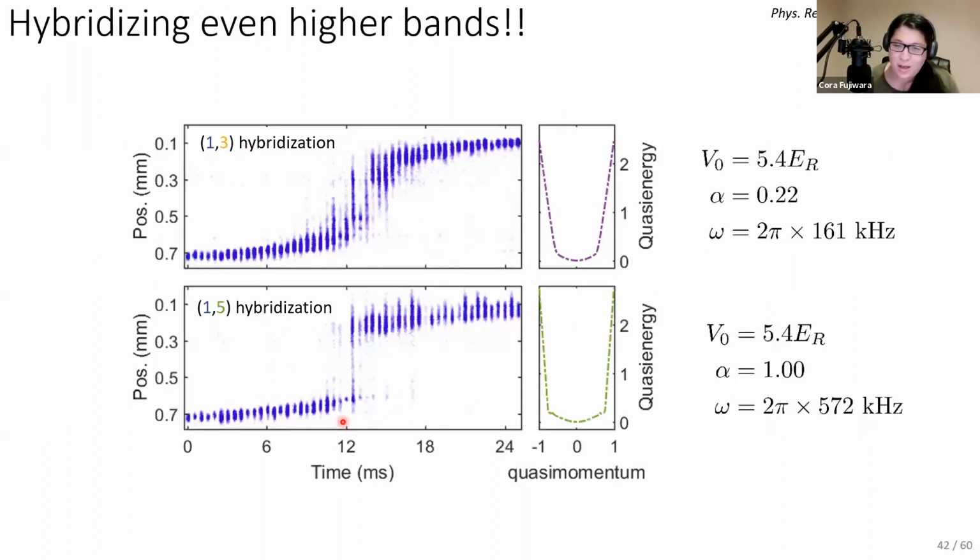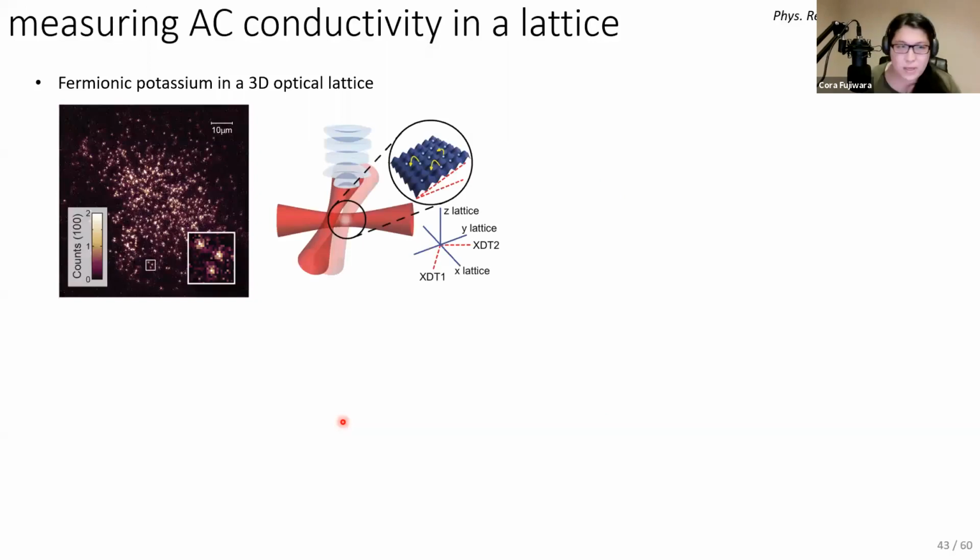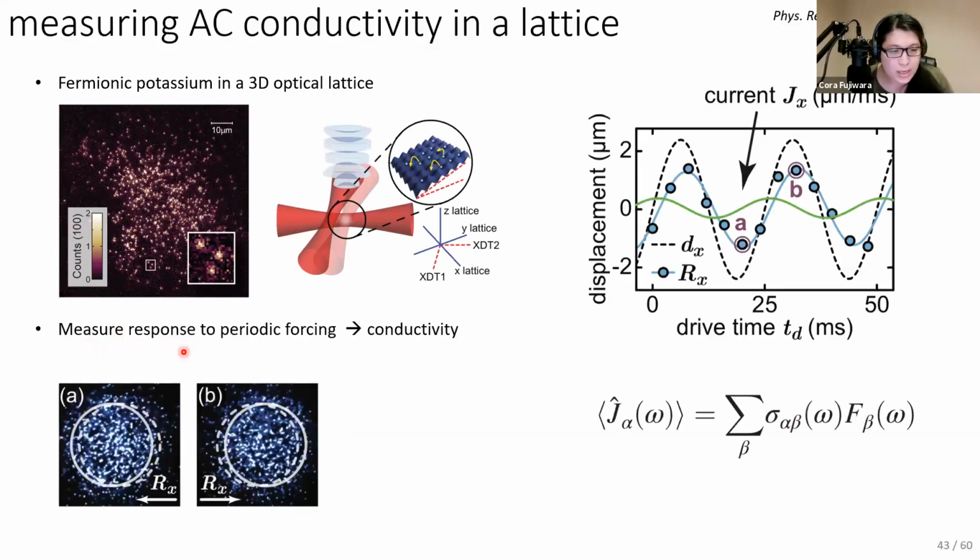And those are just a couple of experiments that we can do with transport. So now, with the last time I have, I'm going to conclude with a little bit of what I've been working on more recently, which is at the University of Toronto, where we measure AC conductivity in an optical lattice. So the setup is relatively similar. Again, as I mentioned, we're going to have these atoms in this optical lattice, and we're going to apply a periodic force on them. And what this allows us to do is extract the conductivity of these systems. And so what I'll do is measure the displacement to a periodic forcing that allows us to get the conductivity here by looking at the displacement of the atomic cloud.